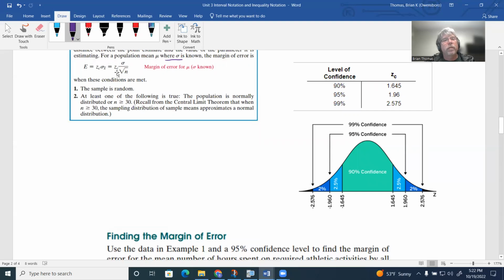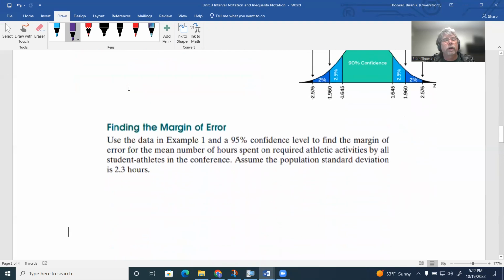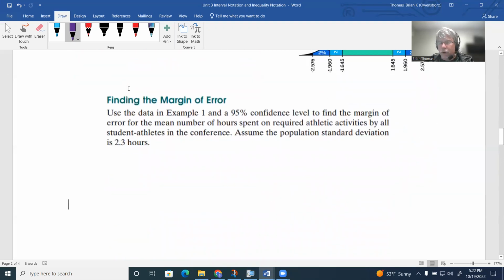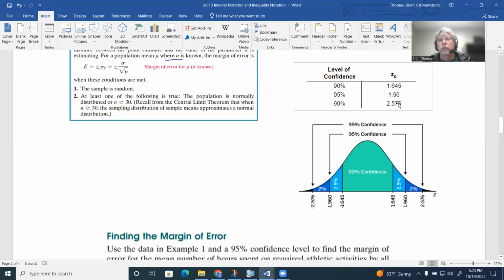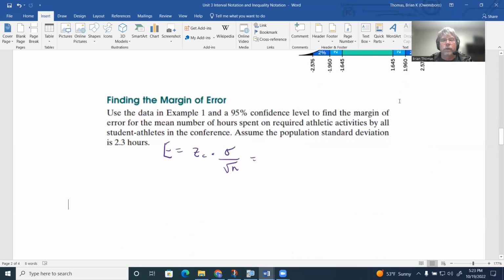The margin of error can be found by multiplying the z-score times the standard deviation divided by the square root of n. So the margin of error, which we use E for, is going to be the z-score times the standard deviation divided by the square root of n. For 95% confidence, we can just use our shortcut, which would be 1.96. That is going to be our z-score.